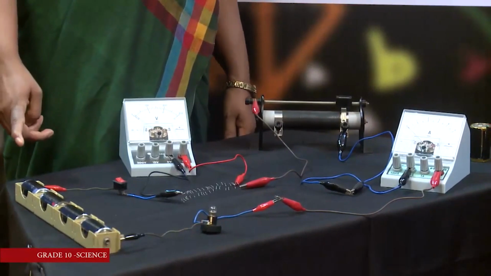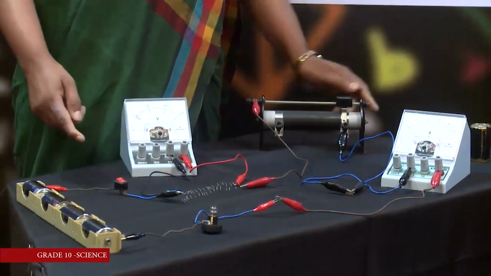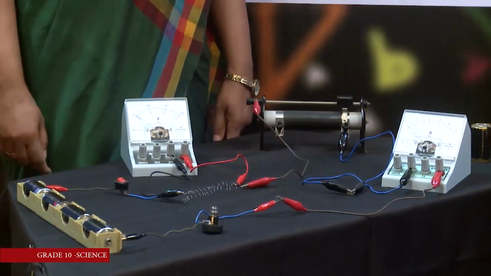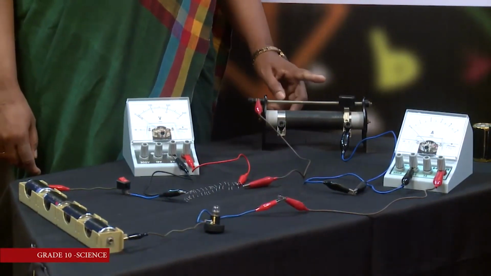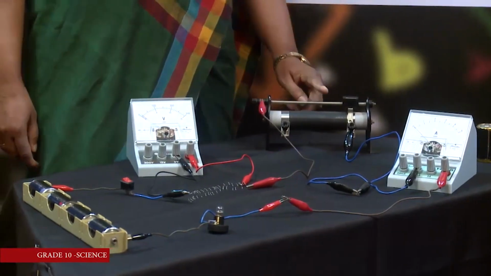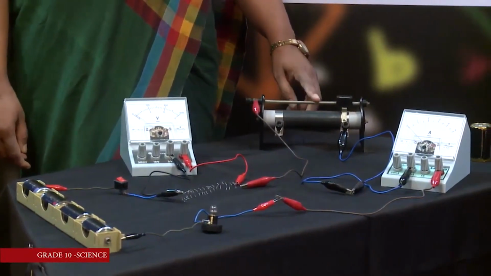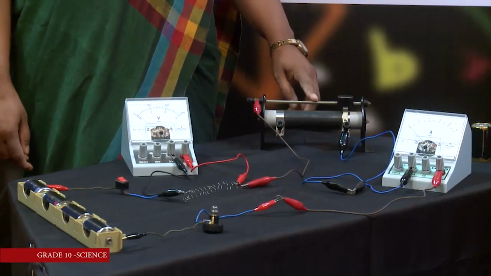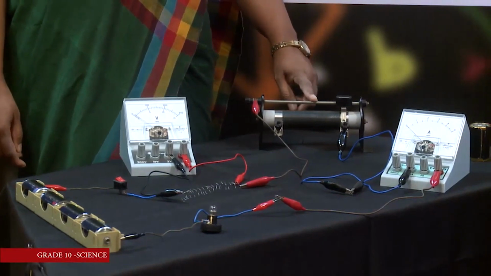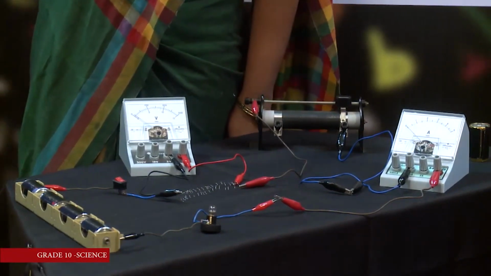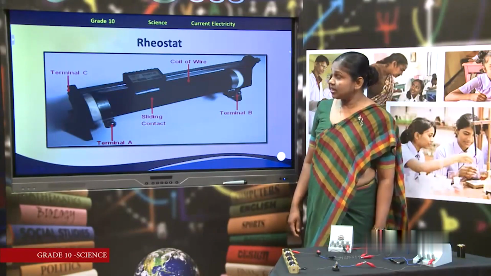Now you can see here we have familiar devices: battery, voltmeter, ammeter, switch and the bulb. And I have taken another two new items. What is this, children? I think this is not new to you because you have learned about this device in grade 8. The name of this device is the rheostat. You can see an enlarged picture of the rheostat here.